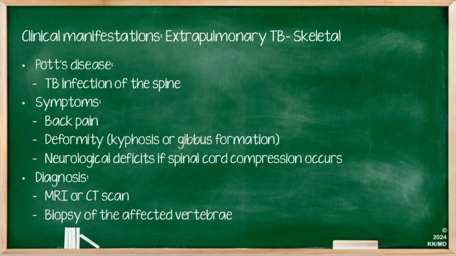Continuing with the theme of extrapulmonary TB, as I said, in terms of signs and symptoms, it largely depends on where else outside of the lung the bacteria have been affecting. If it affects the skeletal system, for instance the spine, it is what we frequently call Pott's disease.